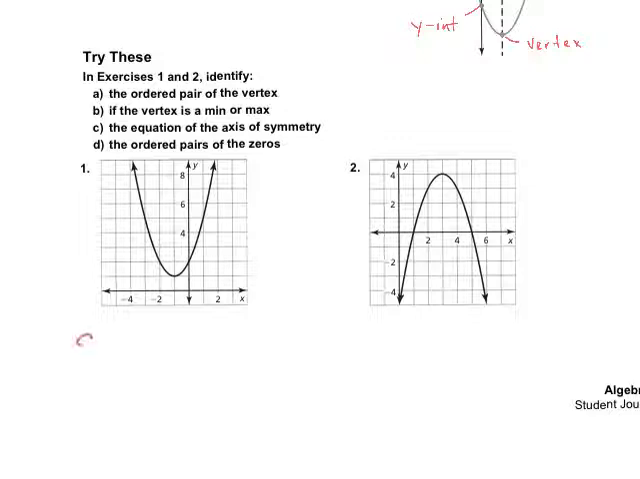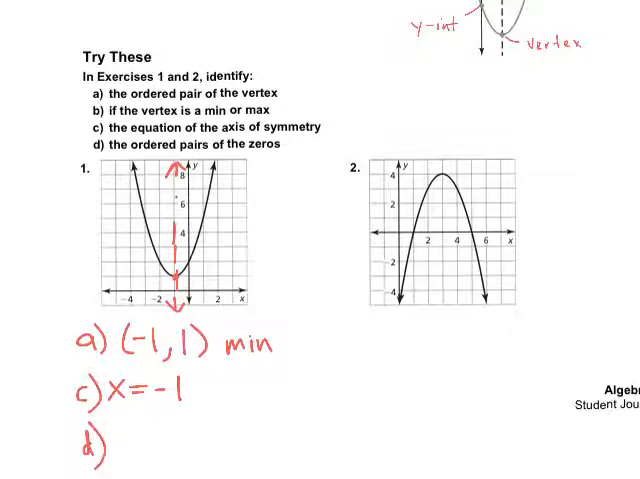So first I need the ordered pair of the vertex. That would be this ordered pair down here. Looks like I have to go left 1 and up 1, so negative 1, comma 1. It is a minimum, right, because it's the bottom. Then I want the equation of the axis of symmetry. For an equation of the axis of symmetry, it's always x equals and then the number. The x value of this axis of symmetry right here is negative 1, so it's just x equals negative 1. So that's part C. And then D, the ordered pairs of the zeros. In this particular graph, it doesn't cross the x-axis at all, so there are none.